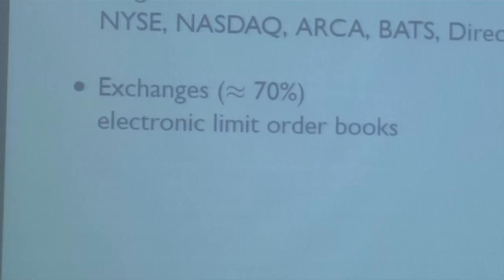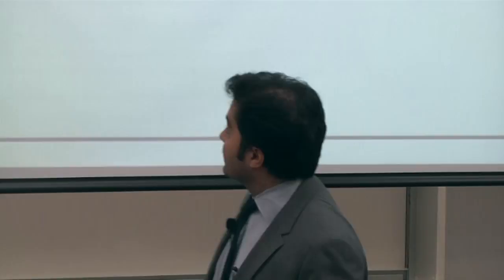Most of the venues are organized as exchanges. They account for about 70% of trade. These exchanges are typically operated as electronic limit order books, an open market where people can submit orders to buy and sell, and they attach prices. When prices cross, there's trade. This is as opposed to a dealer market or a specialist market, which is the way the New York Stock Exchange was historically organized.